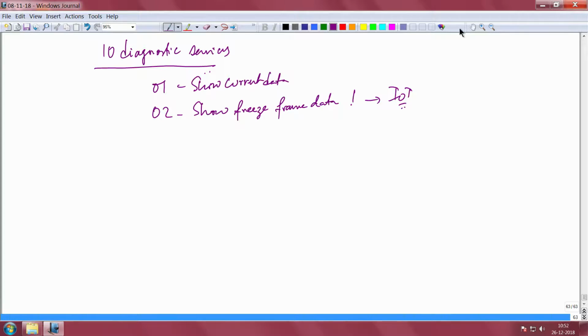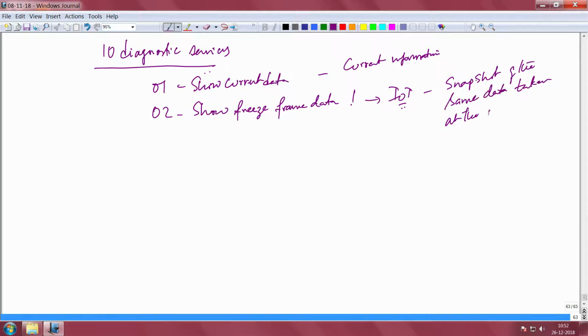01 provides current information, whereas 02 provides a snapshot of the same data taken at the point when the last diagnostic trouble code was set, the last DTC was set. So, this has some sort of time information.